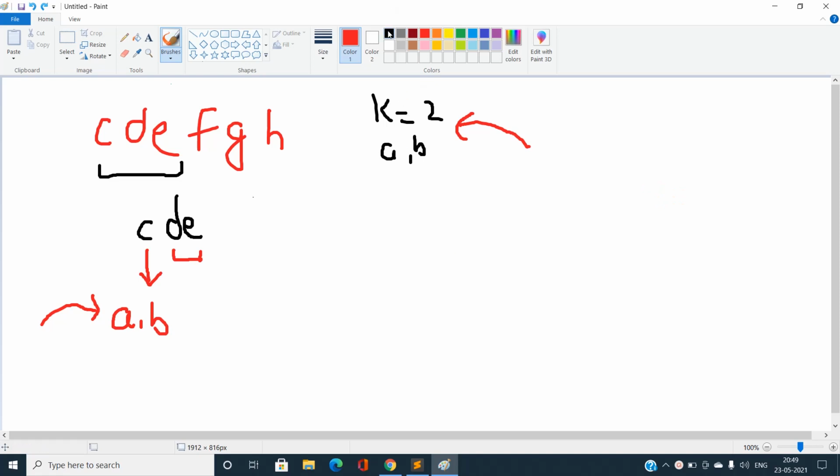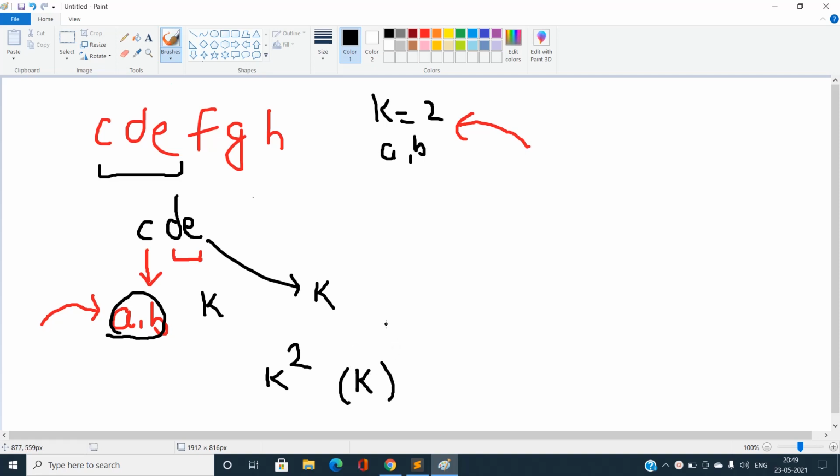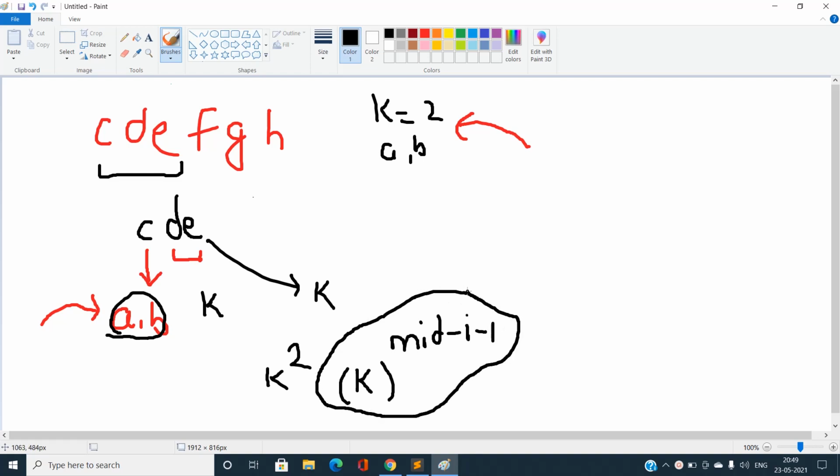So it means that my first position has 2 ways, and my remaining positions can each hold any value among k, so it would be k square. If you generalize this statement, the base would always be k, and the exponent will vary. How does it vary? Mid minus I minus 1. If you don't understand this statement, no need to worry, it will be clear with a few more examples.